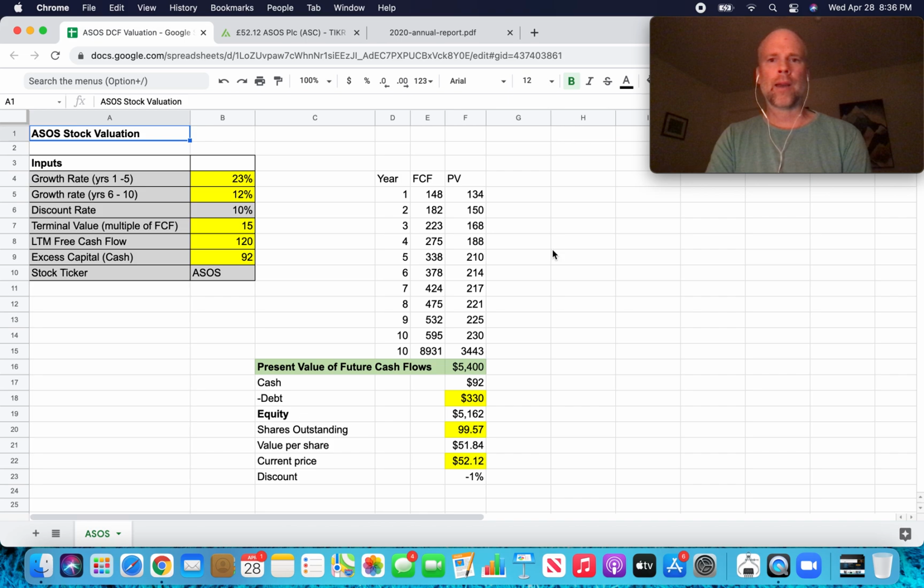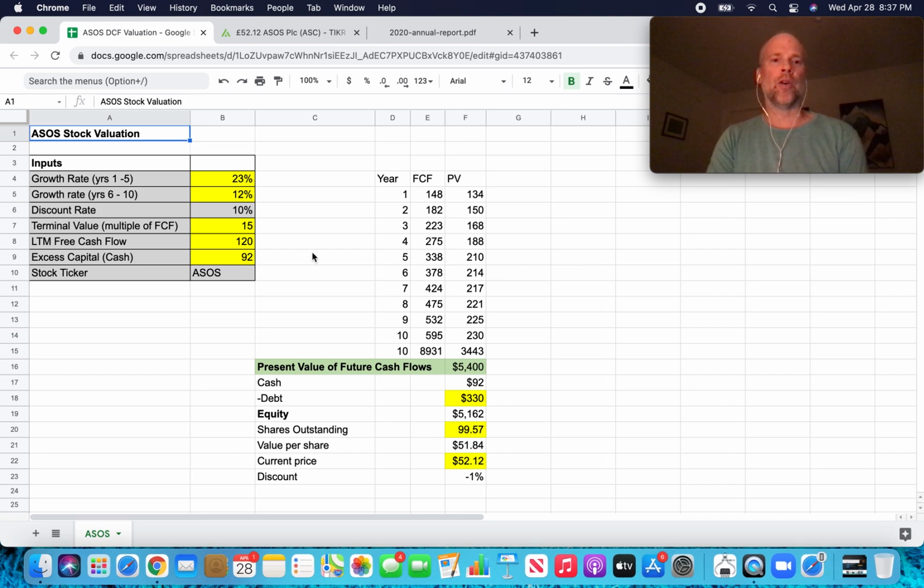So let's take a look at a discounted cash flow valuation for the company. The yellow boxes are the inputs that we need to find from the annual report or elsewhere, and everything else is automatically generated from formulas embedded in this spreadsheet. The first things we need are growth rates, and these are growth rates for the free cash flow. If I was a full owner of the business, how much cash could I take out each year and the business could still run, still do its thing? That's what free cash flow is.